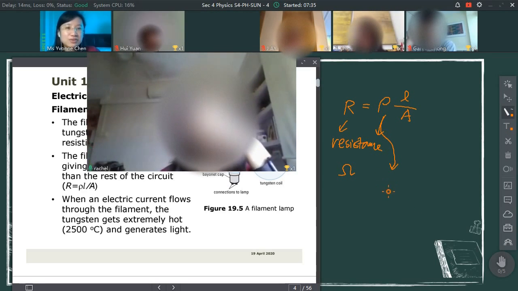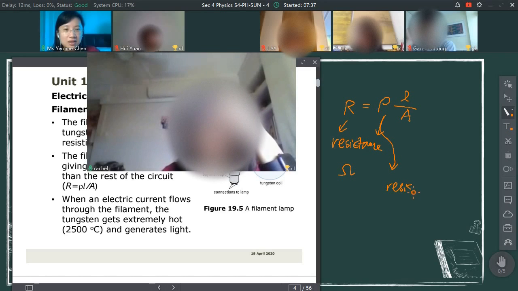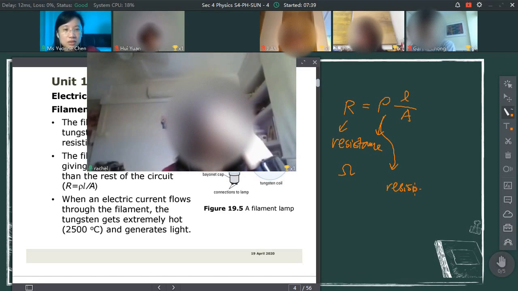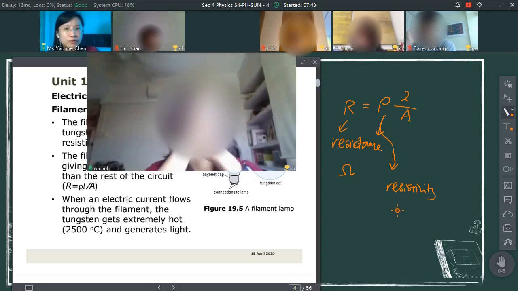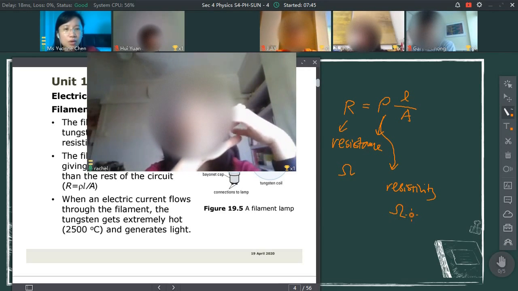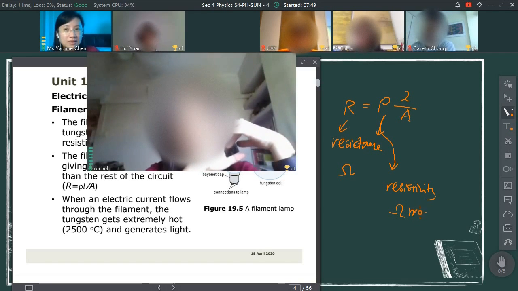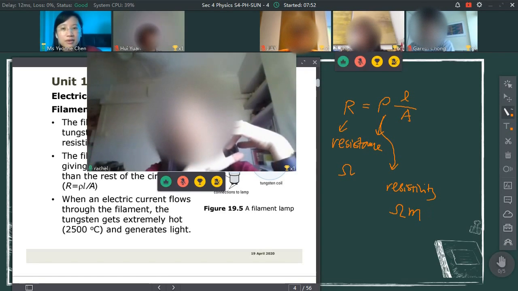Resistivity. Very good. Okay, resistivity. Do you remember what's the formula of resistivity? Ohm. Ohm meter. Yes, very good. Wow, very good.